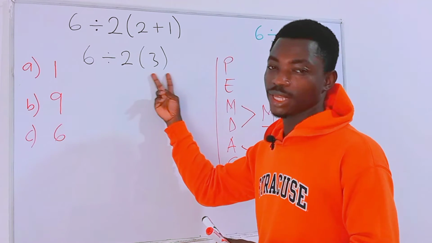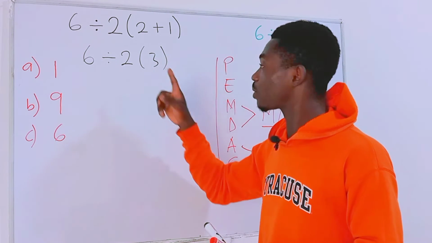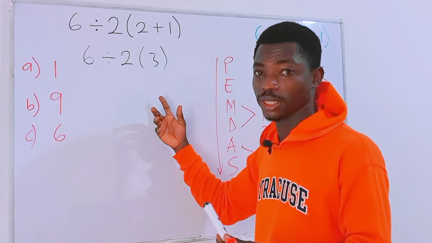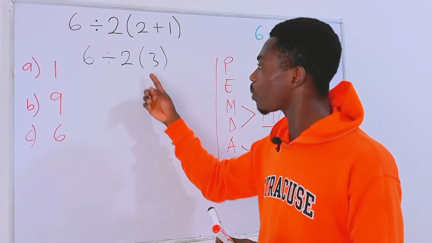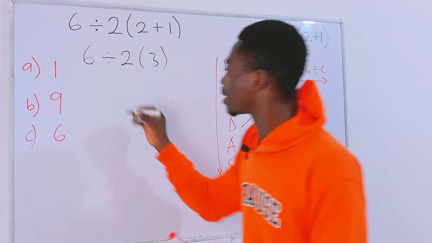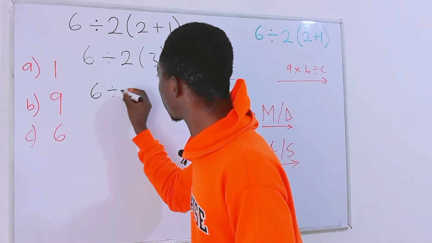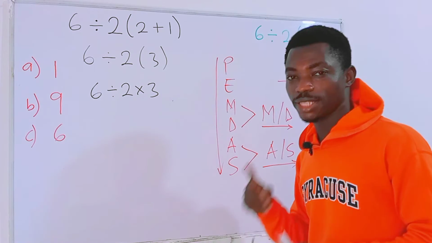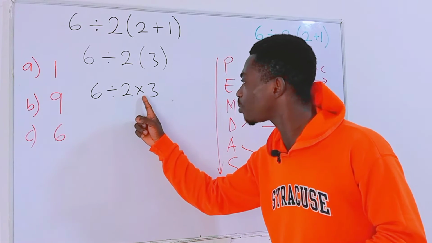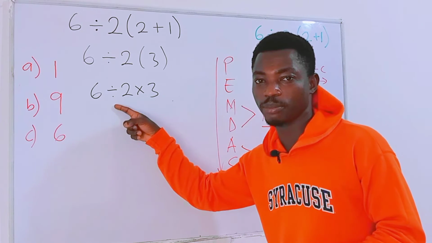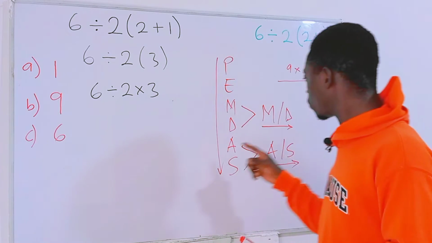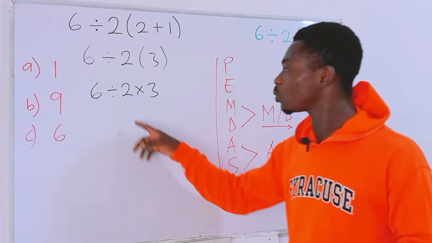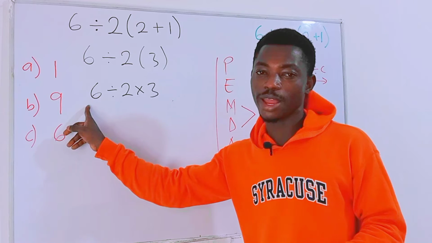Remember, we still have parentheses right here, but inside it, it is only one term. That is the 3 right here, and we can't do anything to it. So what we need to do is to rewrite this in the form of multiplication. That is 6 divided by 2 times 3. Check this out. We have division and multiplication all appearing in the same problem. If that happens, then we have to make good use of this rule right here. The priority is given to the operator when we are moving from left to right.